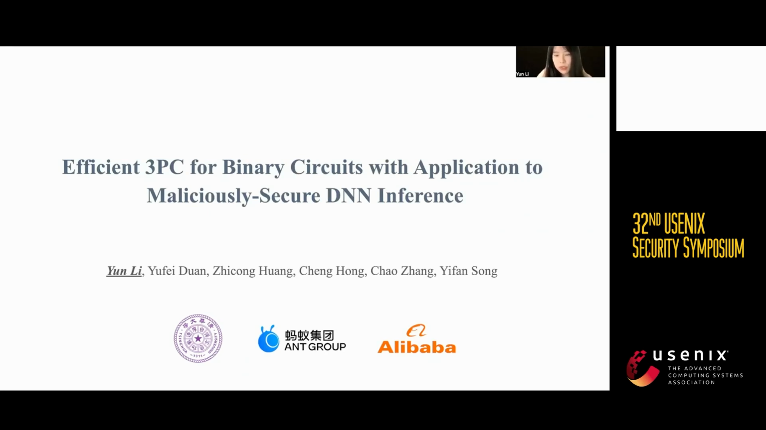Today I'm going to present our work, Efficient Three-Party Computation for Binary Circuits with Application to Maliciously Secure DNA Inference. It is a joint work with Ant Group and Alibaba Group.